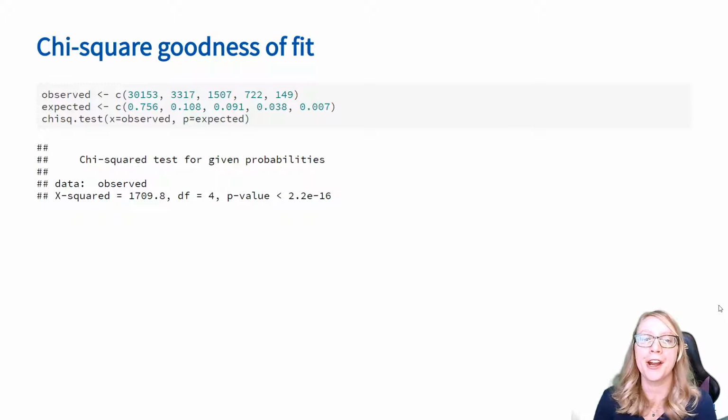So looking at our chi-squared test, we have a p-value that is, again, very, very small. So we do have strong evidence that this study did not match the ethnic diversity in the U.S. at the time.